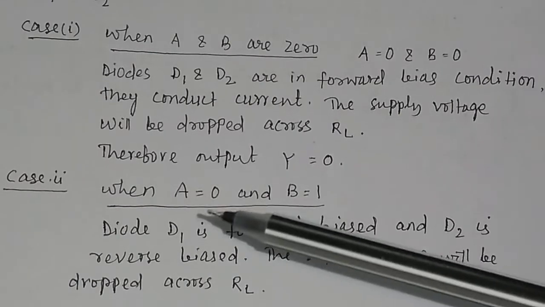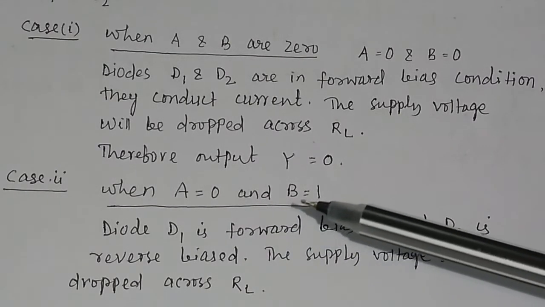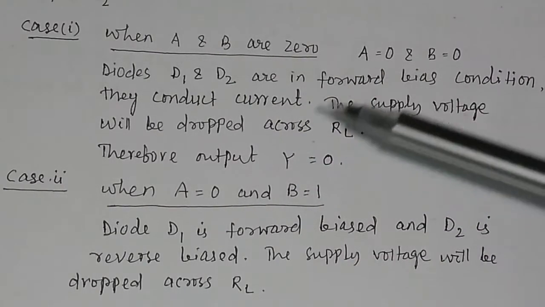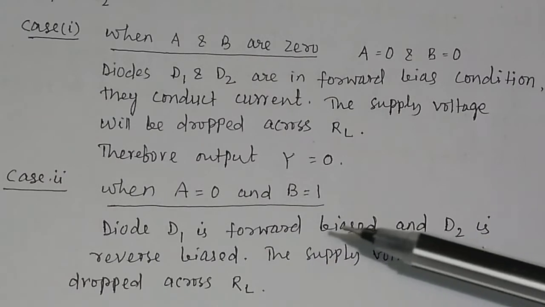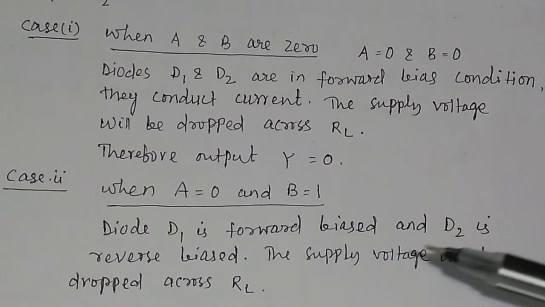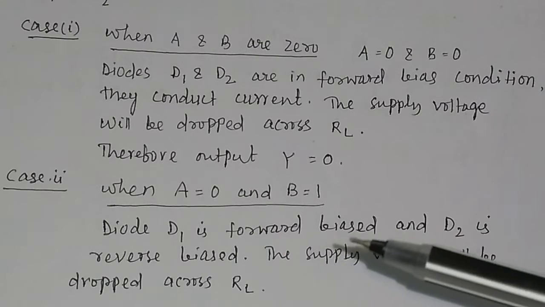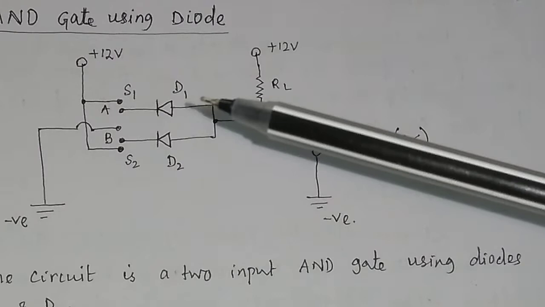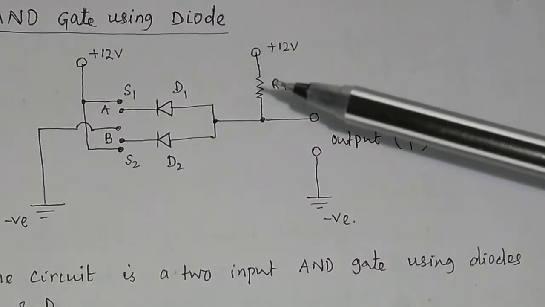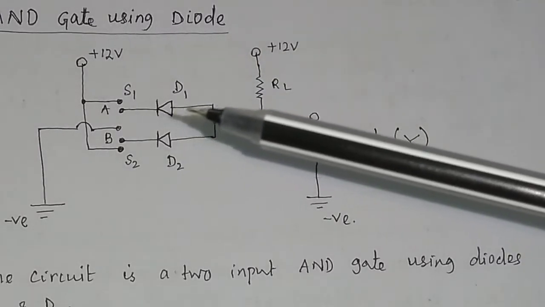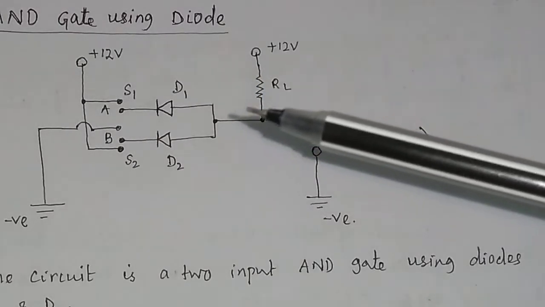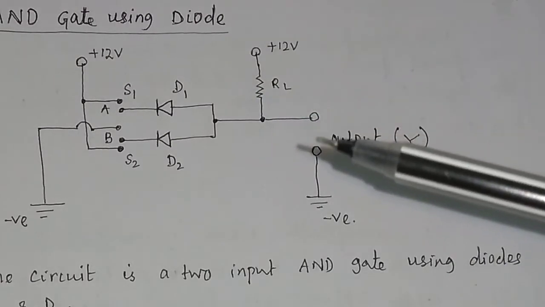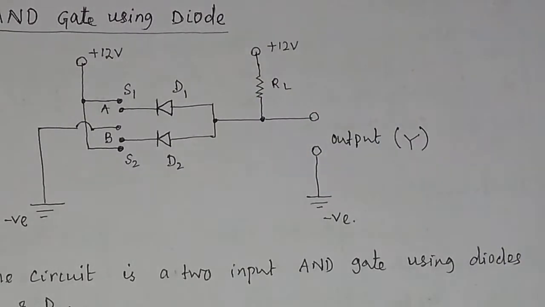Now, let us see when A equal to 0 and B equal to 1. When A equal to 0, as we have discussed in the previous case, diode D1 is forward bias, and when B equal to 1, diode D2 is reverse bias. And what will happen in this case, let us see. You see, when diode D1 is forward bias, then current will pass through this diode D1. So voltage will be dropped across this load resistance RL. So in the output, you will get 0 volt.